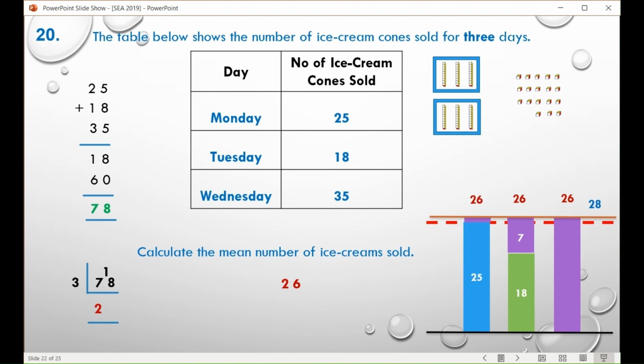Can we find groups of 3? Well, 1 group of 3, 2 groups of 3, 3 groups of 3, 4 groups of 3, 5 groups of 3, and 6 groups of 3. So we can get 6 groups of 3 from 18. And of course, you could have done that quicker because you know your 3 times table. So 3 sixes are 18. So this is another way where you can show what the mean is, which is 26.